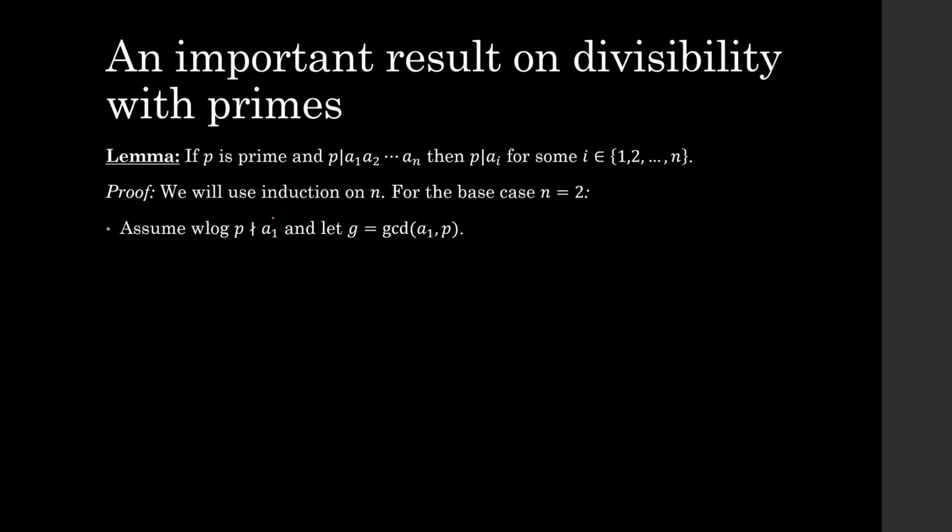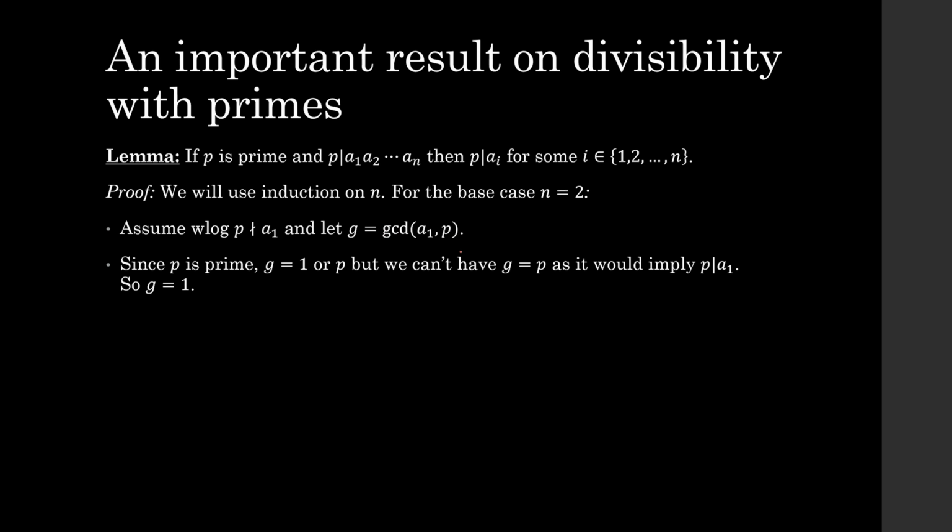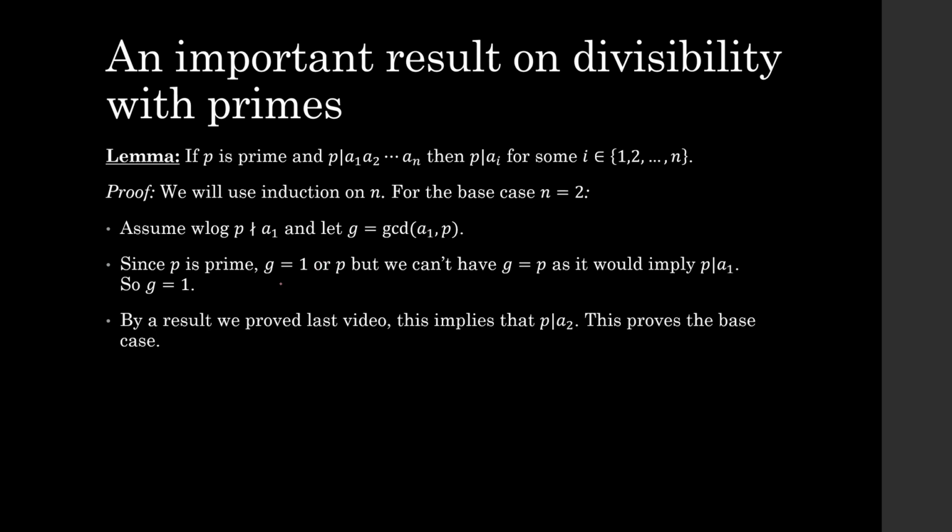And so we let g equal the GCD of a1 and p. So as we saw last slide, since p is prime, the GCD of a1 and p is either going to be 1 or p itself. But we can't have g equal to p itself, or otherwise it implies that p divides a1, and we assumed that p doesn't divide a1. So we know that the GCD of a1 and p is equal to 1. And so by the result that we proved in the last video, that implies that p divides a2.